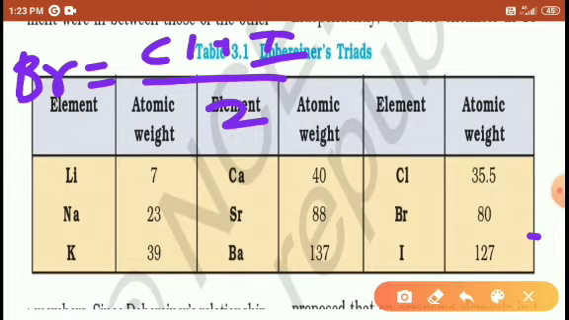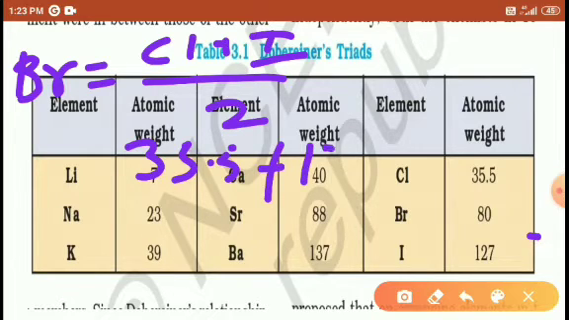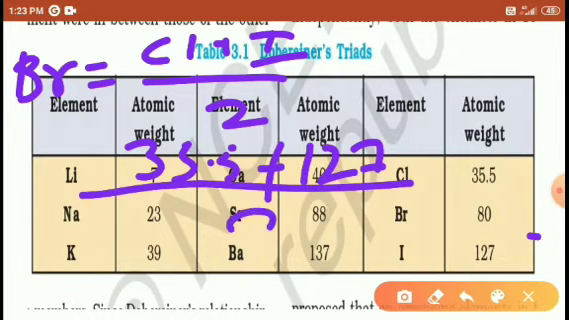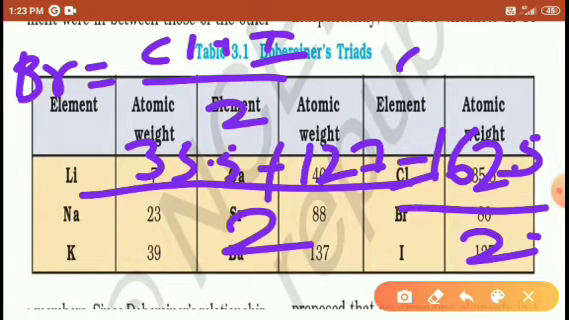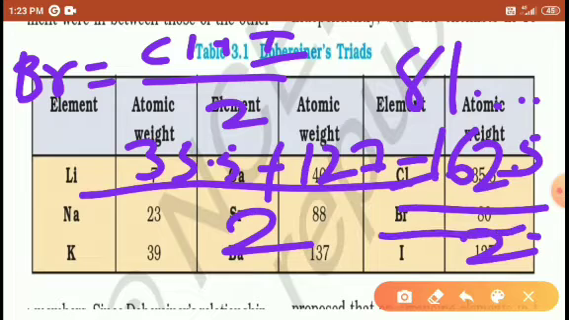Right, students? The chlorine atomic mass is 35.5 and the iodine atomic mass is 127, divided by 2. Then the answer we got is 162.5 divided by 2, approximately 81, I think 81 point something, right? Which is approximately equal to 80.